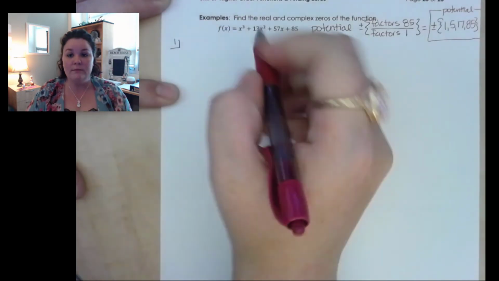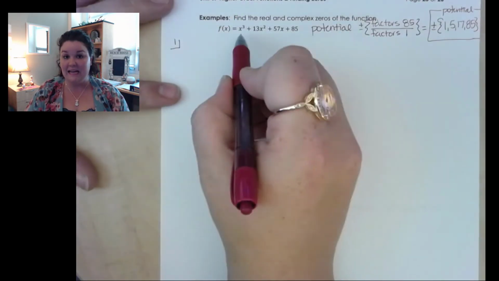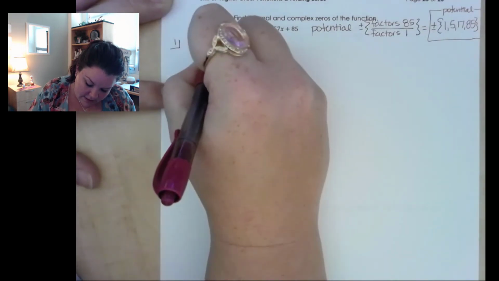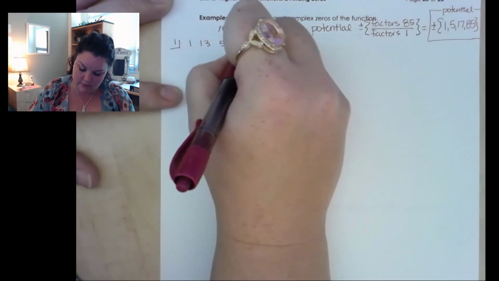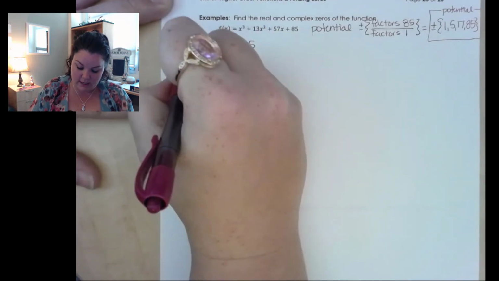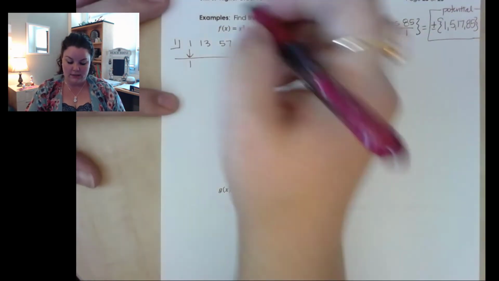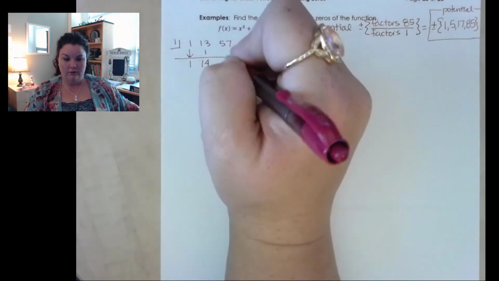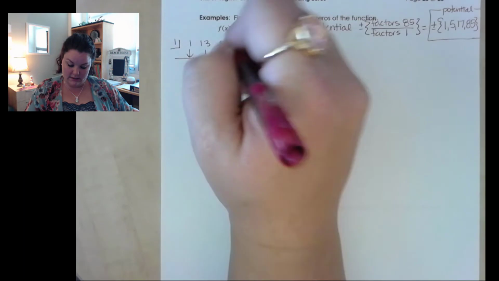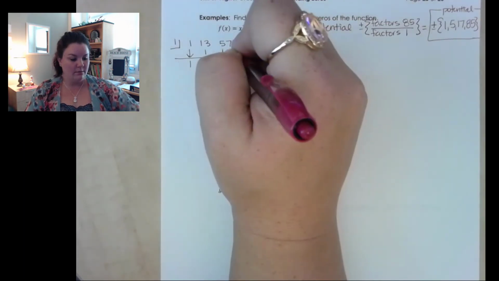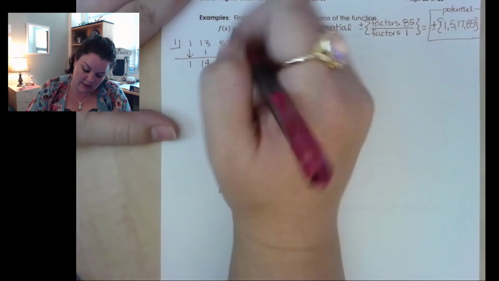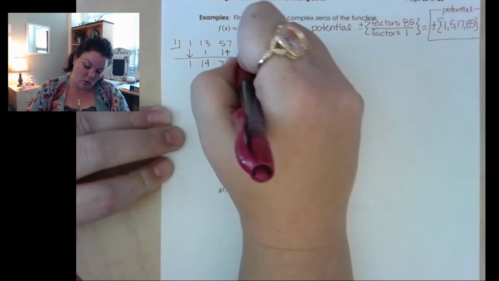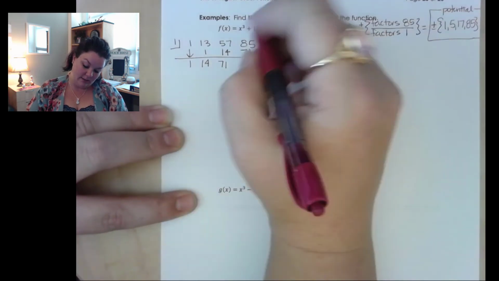So I'm going to write out all of my leading coefficients, and notice here I'm not missing any terms. So I have 1, 13, 57, and 85. I bring my 1 down. 1 times the 1 in my box is 1, which combines down to 14. 14 times the 1 in my box is 14, which combines down to 71. 71 times the 1 in my box is 71, and that is not going to give me 0.